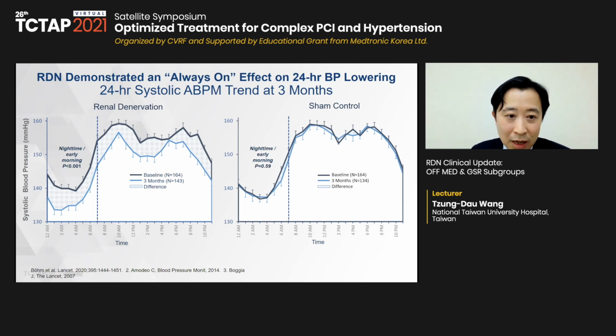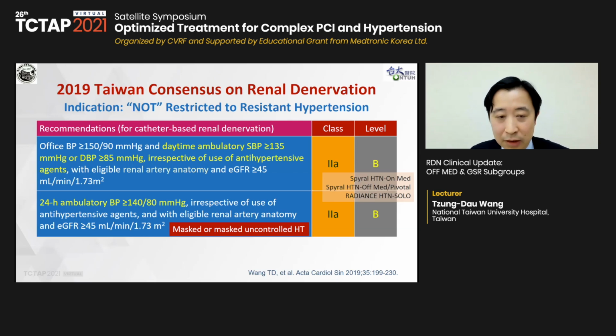So that's called the always-on effect. It is in contrast to pharmacological therapy, because drugs have a half-life. But with device therapy, we can provide a sustained 24-hour reduction. So it is especially useful for patients with nighttime hypertension.